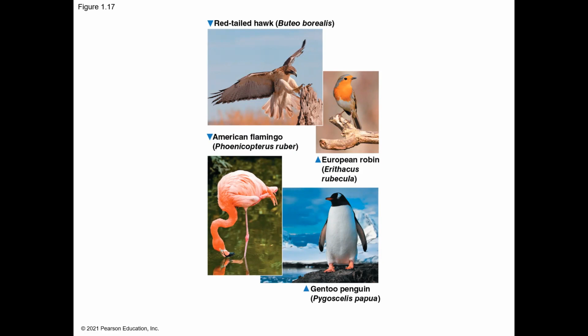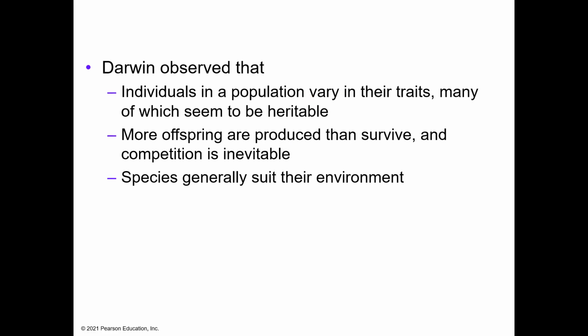But they have all been modified to their environment. They have all undergone natural selection to help them better adapt and survive in their environments. So Darwin observed that individuals in a population have variability in their traits, which is heritable. So more offspring are produced that are able to survive. And because there are slight differences in our traits, and because there are more offspring than the environment can support, that means that there's going to be competition between individuals.